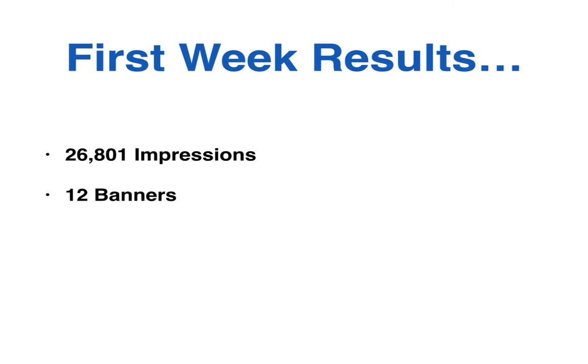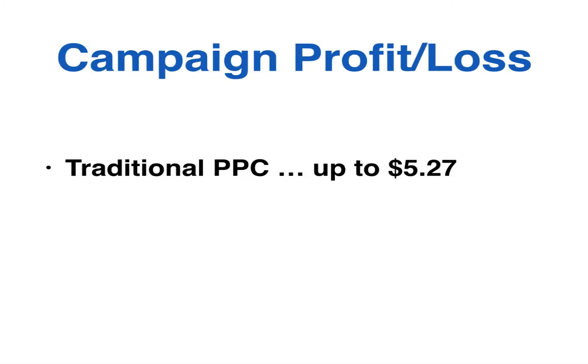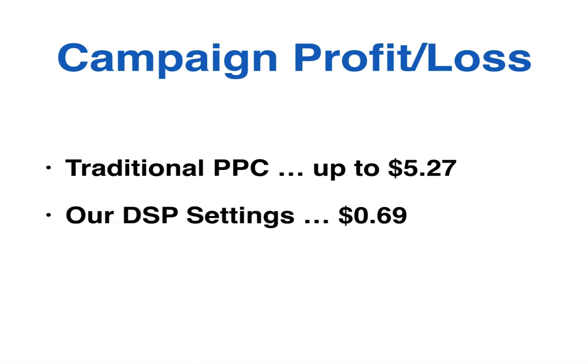Now, this is the first time out, and we were able to achieve 26,801 impressions, and we used a total of 12 banners, and we selected those banner sizes based on the traffic volumes that they get in his area. So with that, we got 73 clicks, and that was with a total ad spend for this initial round of $49.77. Traditional pay-per-click runs up to $5.27 per click. But with our settings, we were able to get per click cost down to 69 cents.